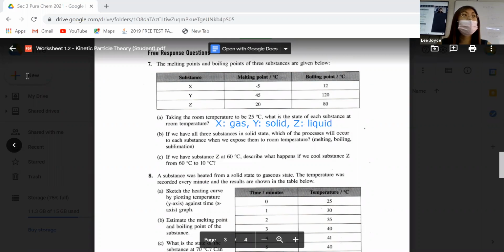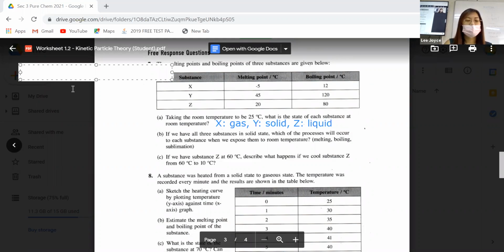So you will have to explain what happens if I put X at room temperature. Now, can you see that X will melt? Okay, X will melt and then boil. Agree? All right, it will melt and then boil. Why? Because the room temperature is much higher than the melting point and the boiling point.